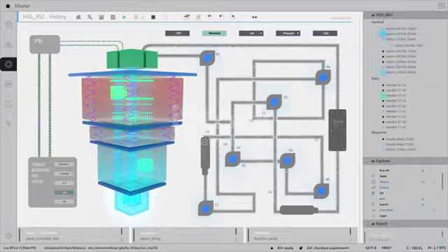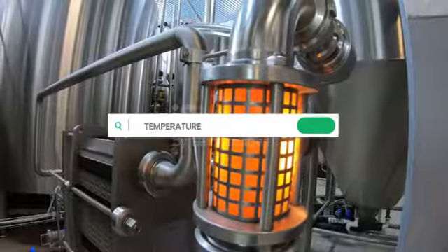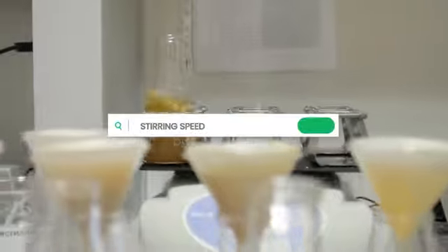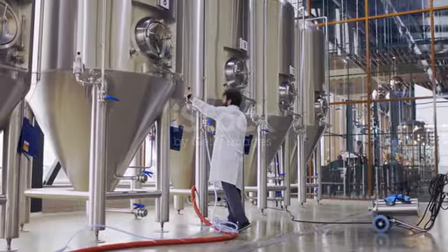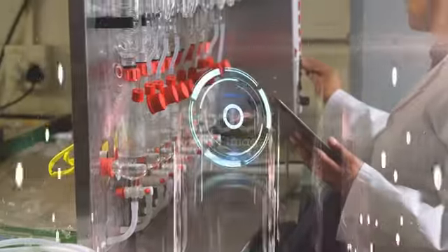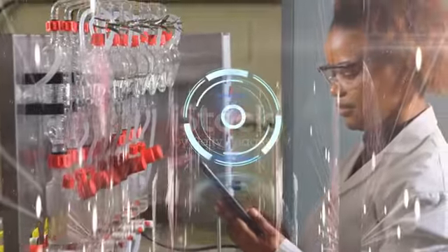Live sensor data, such as temperature, pH, dissolved oxygen, and stirrer speed, is fed into a computational model that simulates the reactor's behavior. Using machine learning and numerical solvers, the system forecasts outcomes and recommends optimal parameters.